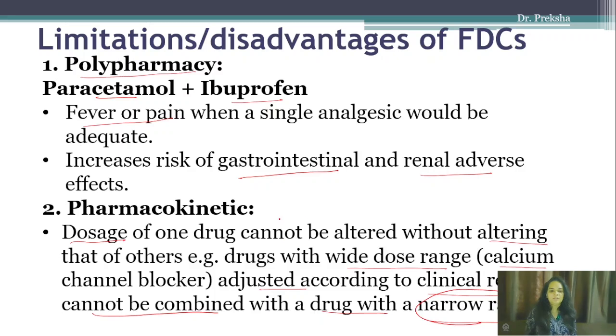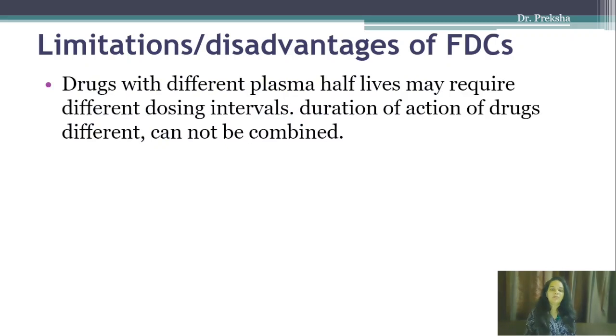So this is another limitation of FDC. Another pharmacokinetic parameter is drugs with different plasma half-lives. They may require different dosing intervals. So the duration of action of the drugs, if they are different, then you cannot combine. The duration of action of each drug must match with each other, then only you can combine it in the FDC and prescribe it to the patient.